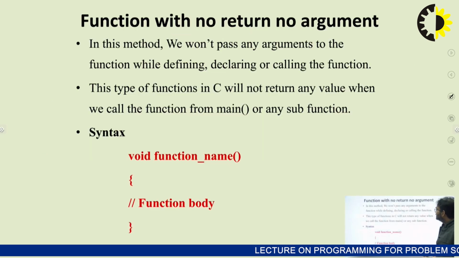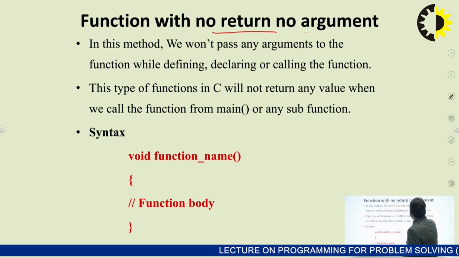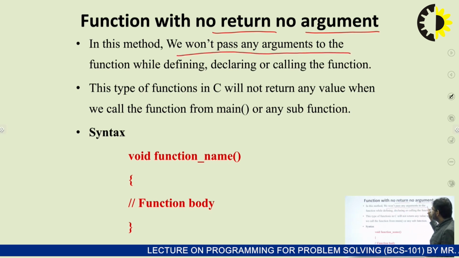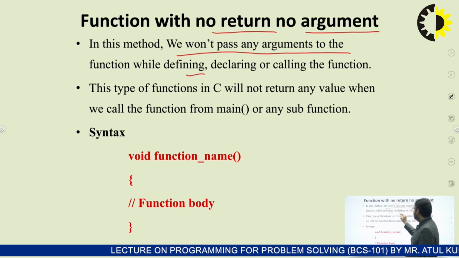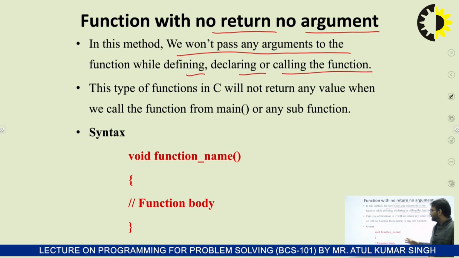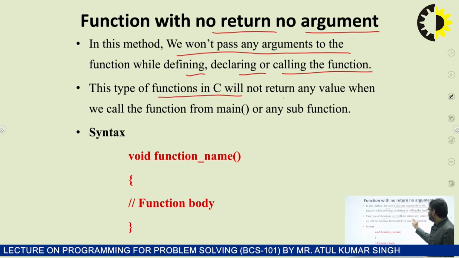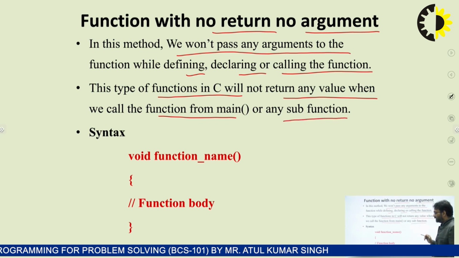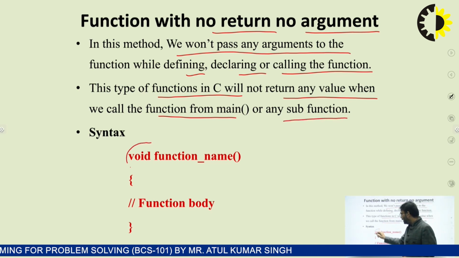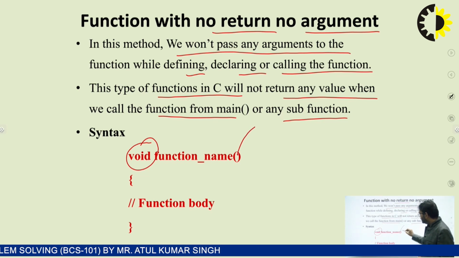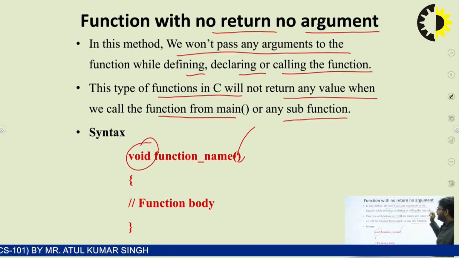So first we discuss a function with no return and no argument. In this method we won't pass any arguments to the function while defining, declaring or calling the function. We are not passing anything to the called function. This type of function in C will not return any value when we call it from main or any sub function. In the syntax we have to write void because we are not returning anything. The parameter list should be empty because we are not passing any argument.